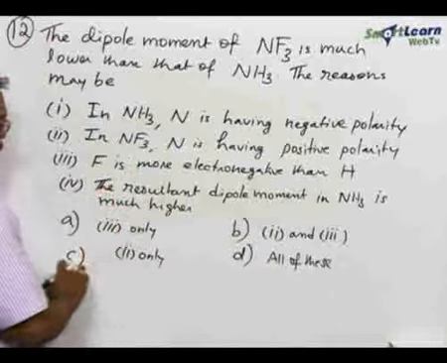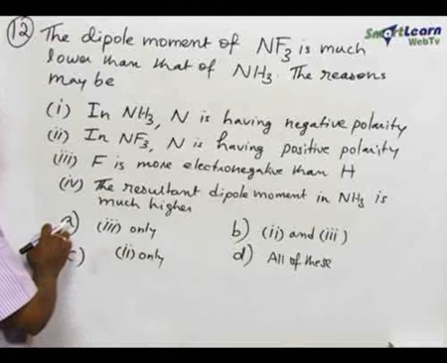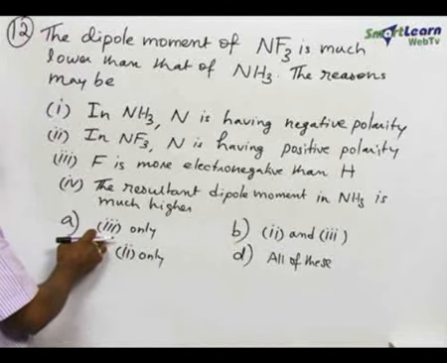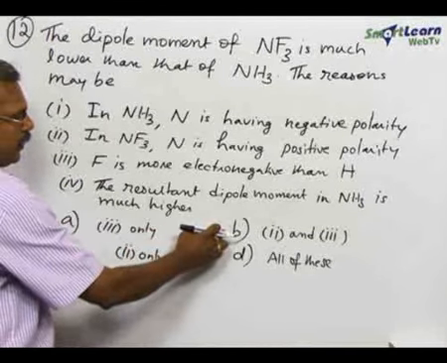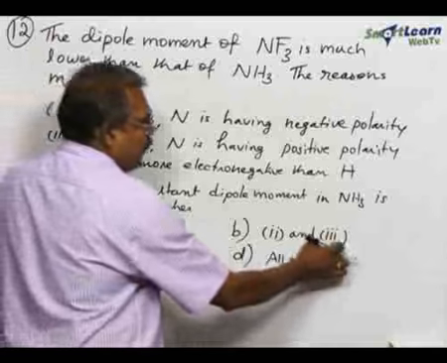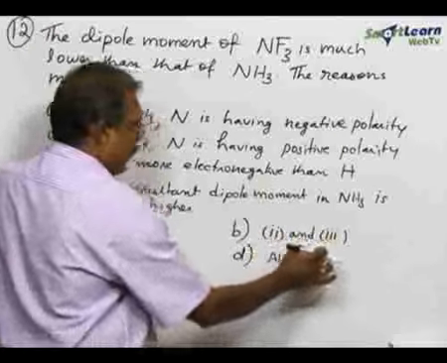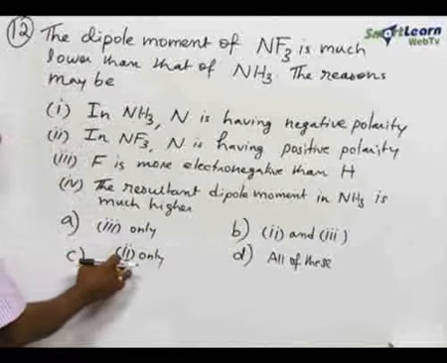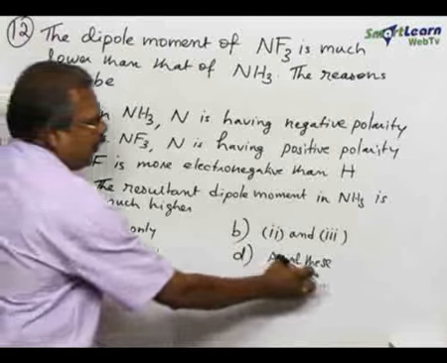The fourth one. And the options are A, according to A, only 3. So option B gives 2 and 3. So we have to select statements 2 and 3. And according to option C, only 2. And option D, all of these.